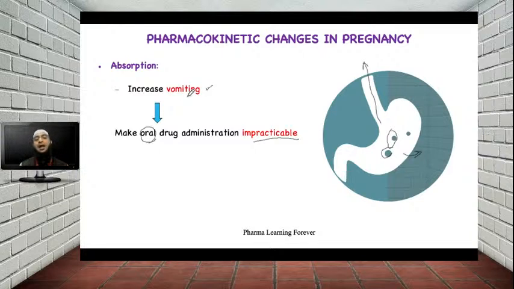Most of the time giving an anti-emetic drug can be the option, but to a certain extent, you cannot continuously give this anti-emetic drug. So this is one of the problems.